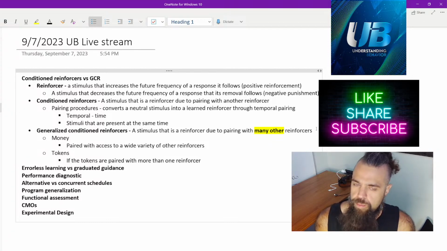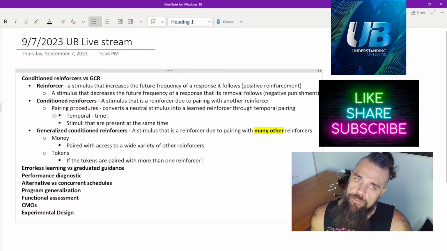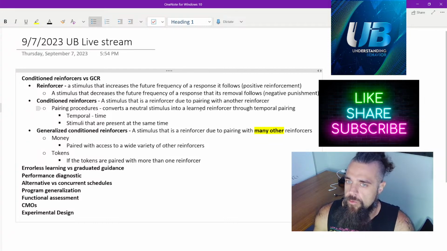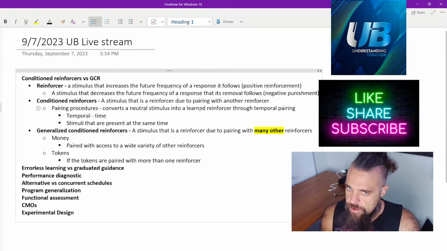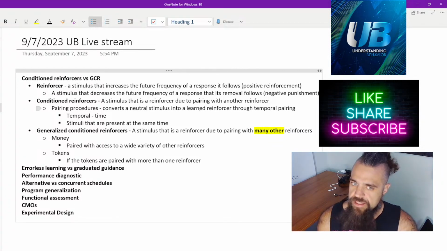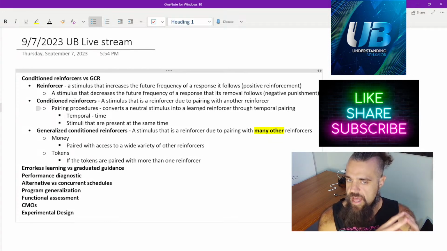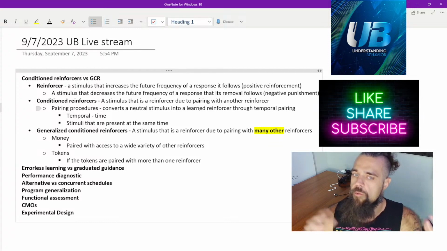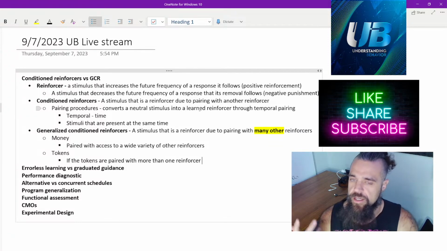Just key things to point out here are that these are made through pairing procedures, and that's just two stimuli occurring at the same time or being related to each other in some way. And when we see generalized conditioned reinforcers, that just means that it's paired with many different things. So if we're looking at scenarios and the stimulus that has become a reinforcer is paired with more than one thing, then it's going to be a generalized conditioned reinforcer as opposed to a conditioned reinforcer.